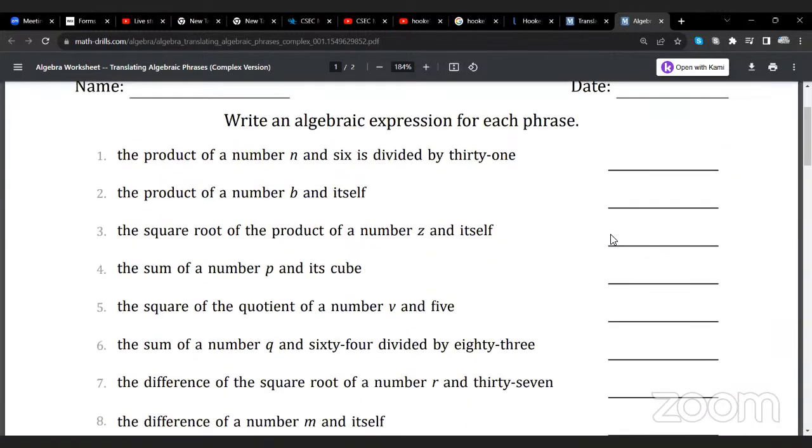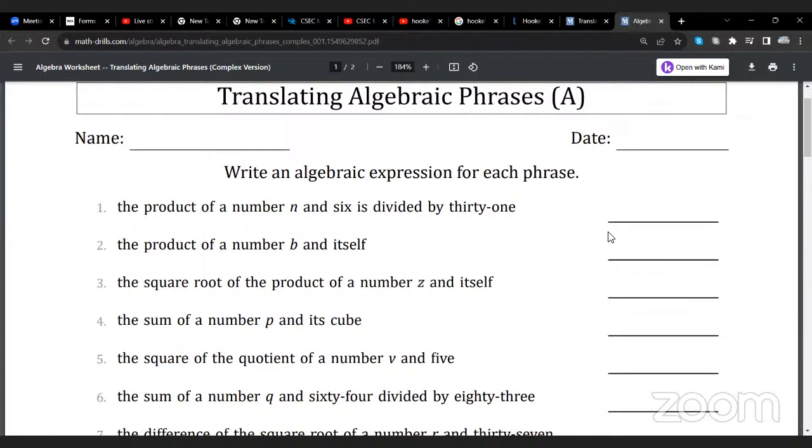Let's go. Who's doing the first one? The product of a number n and 6 divided by 31. Who's going to tell us how that one is written? So n times 6 divided by 31. And how should we write that? Like Homer said, n multiplication times 6 division times 31.